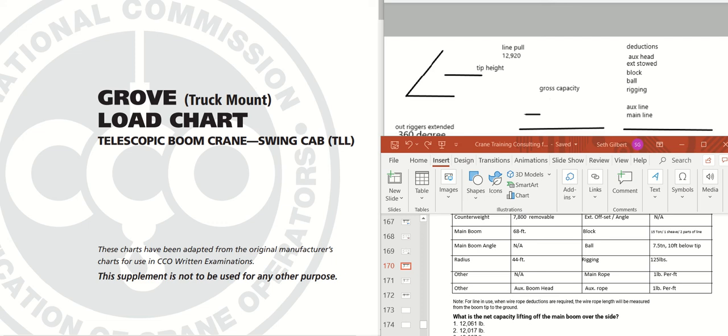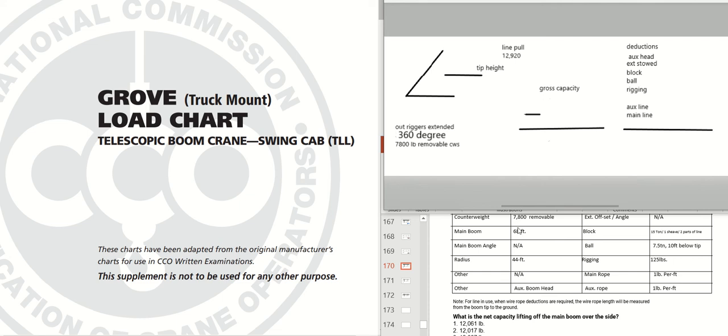load chart. So you're going to have to pick the lowest of all four instead of just having either the boom length between radius or having the radius between radius. So between capacities. So let's go ahead and get started. Just like we normally do, we got 7,800 pounds of removable counterweight.